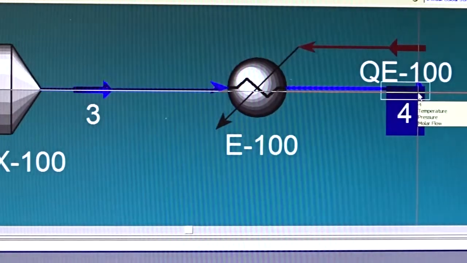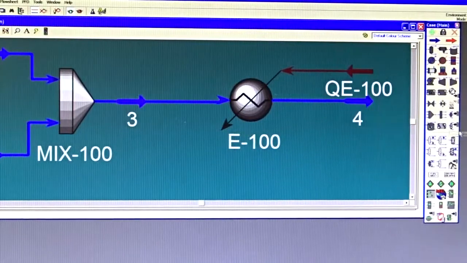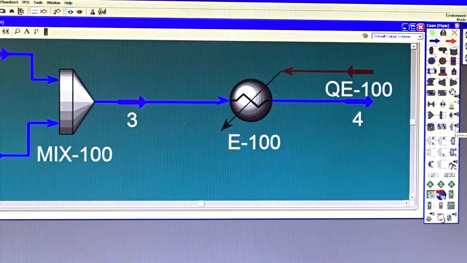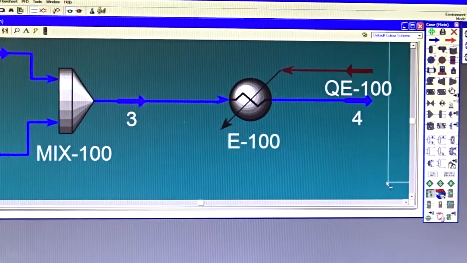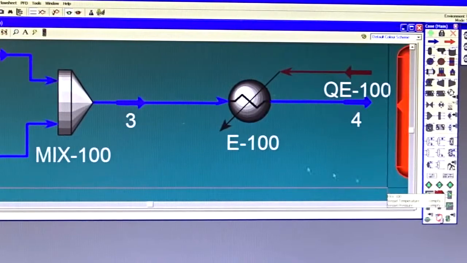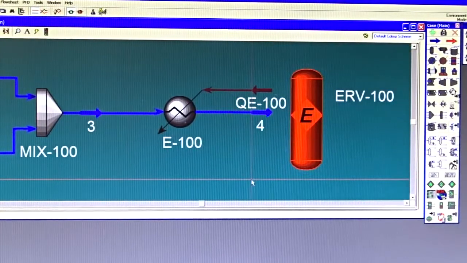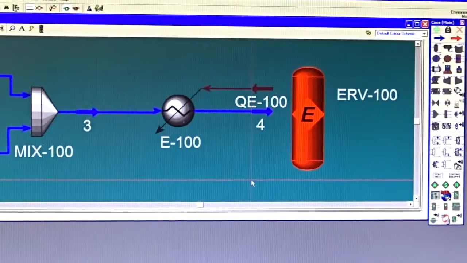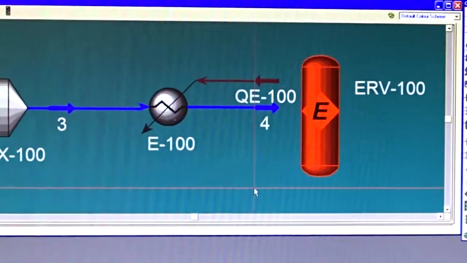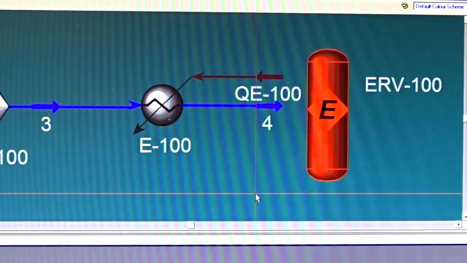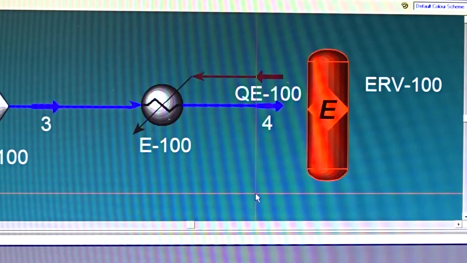Now I need to add the reactor. Before we can add reactors, in fact I can add it directly, and I'm going to use an equilibrium reactor. What is an equilibrium reactor? It is a reactor that is based on calculating the equilibrium conversion based on equilibrium constants. It's exactly like your basic chemistry calculations.